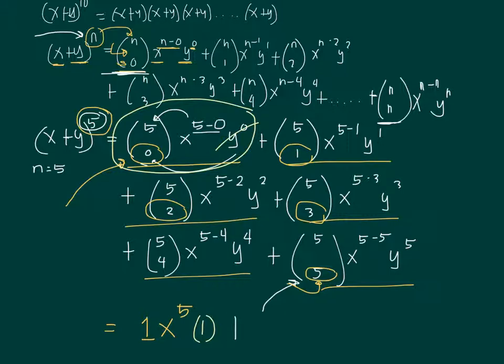So plus 5, 1. I need you to focus on the second term. We need to simplify that. So 5, 1, use a calculator to find it. Once you press 5 and then the button NCR, number 1, you will see that the value is 5. Then simplify x to the 5 minus 1, you get x to the 4, and then y to the 1 is simply y. Then you continue.